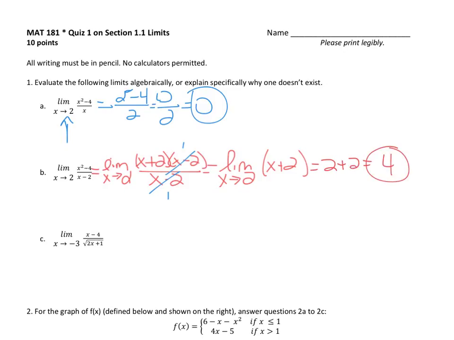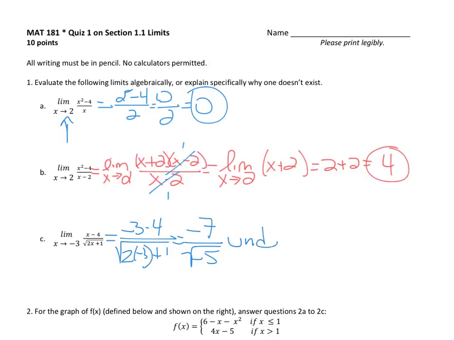Let's look at part C. For part C, when we put in a negative 3, because we want to try to substitute first, it's 2 times negative 3 is negative 6, plus 1 is negative 5. Square root of negative 5 is an imaginary number, so it's undefined in the real number system. And so for this one, the limit doesn't exist, but we have to show that substitution. So we get negative 3 minus 4 over the square root of 2 times negative 3 plus 1, which gives us negative 7 over the square root of negative 5.